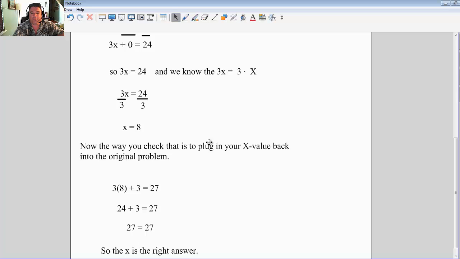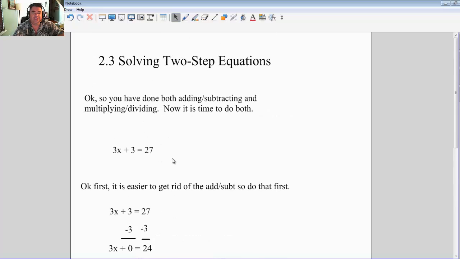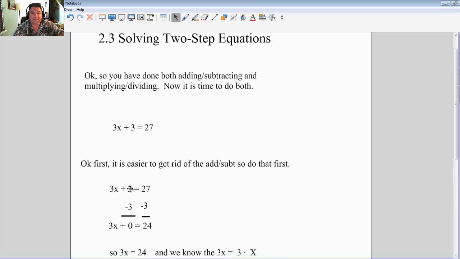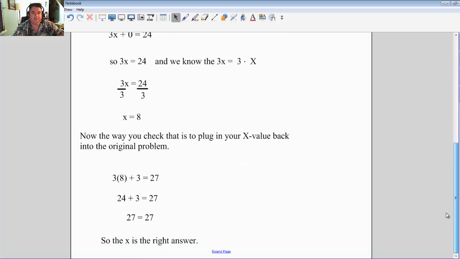Now the way to check your problem is to plug your x value back into your original problem. Take that 8 and stick it back here. So 3 times 8 is 24, plus 3 does make 27. Remember that the beginning is you have to first get rid of the plus or minus, then get rid of the times and divide. So x equals 8 is the right answer.